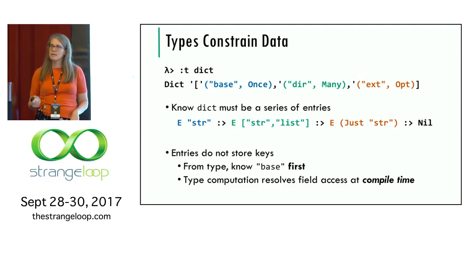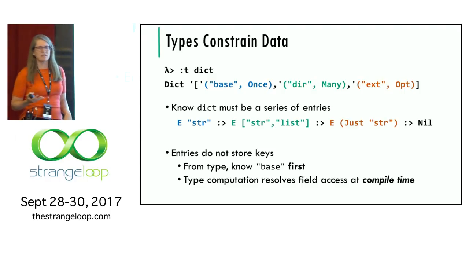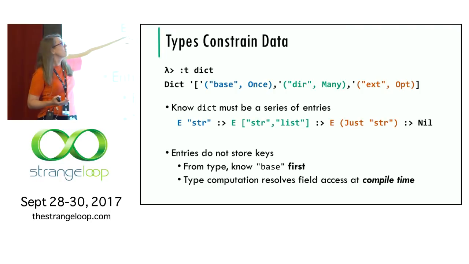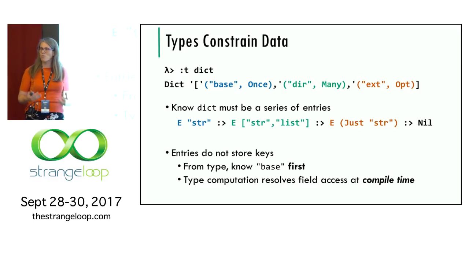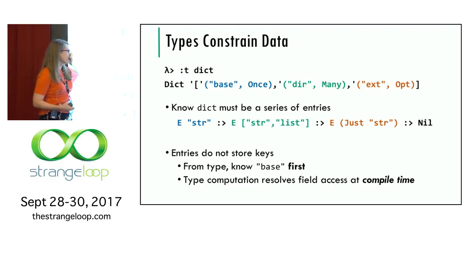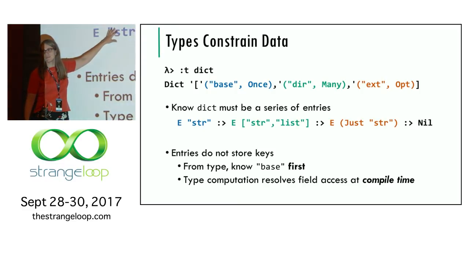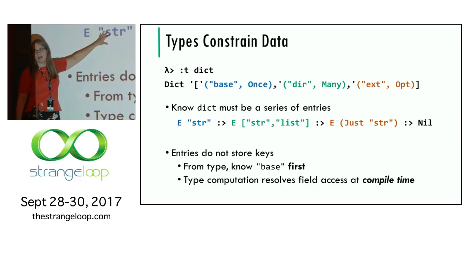And that's good. On one hand, note what's missing from this value. There's no keys. Base, dir, and ext, they're not stored with the values. Why? That's kind of redundant. We already know what they are. We just look at the type, and the type is going to tell us if we need to look up things in this dictionary. It says, okay, go do the first thing. You know exactly where to go at compile time.